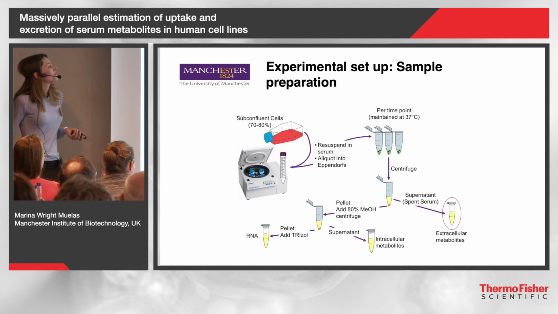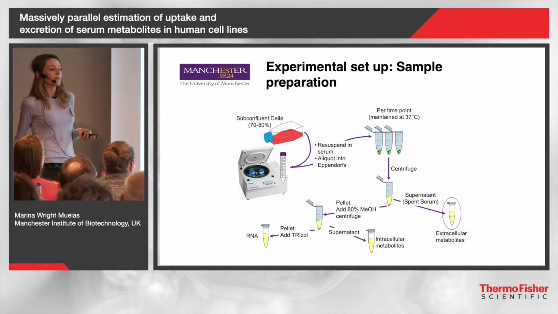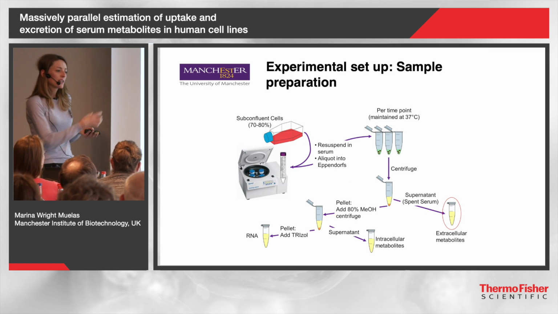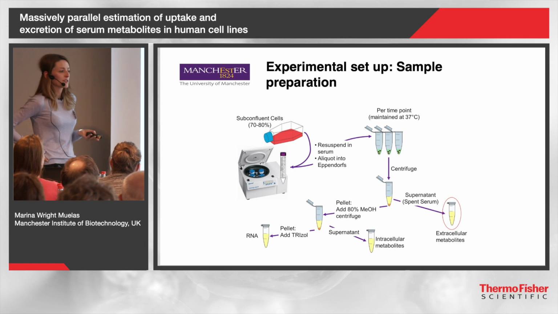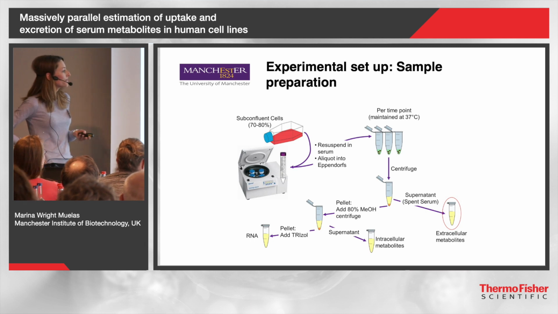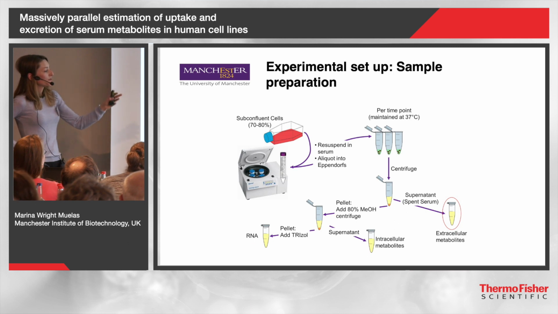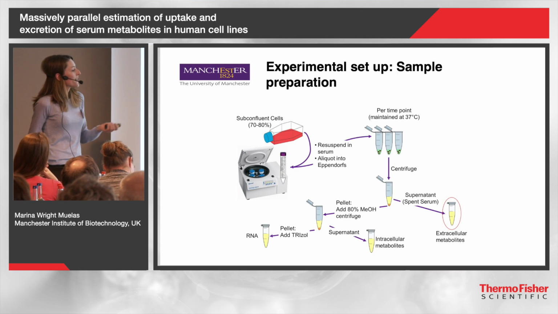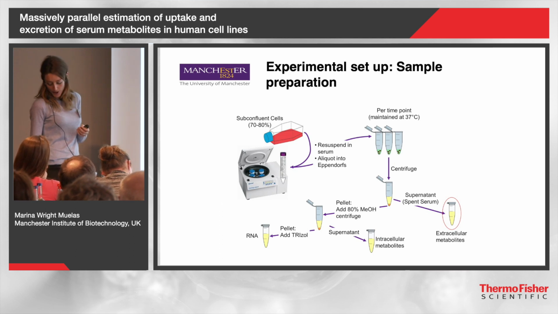So how do we do this? We grow the cells, we pellet the cells, we resuspend them in serum. This is human serum, pooled serum. We've bought, I think it was about 2 litres of it, and aliquoted it into lots of little aliquots. Every time we add the serum, we leave the cells for a certain amount of time, in our case up to 1 hour. We centrifuge them, take the supernatant, extract the extracellular metabolites, and then go on to the intracellular metabolites and RNA. Most of what we're doing is with the extracellular metabolites, and that's what I'll be showing you today.